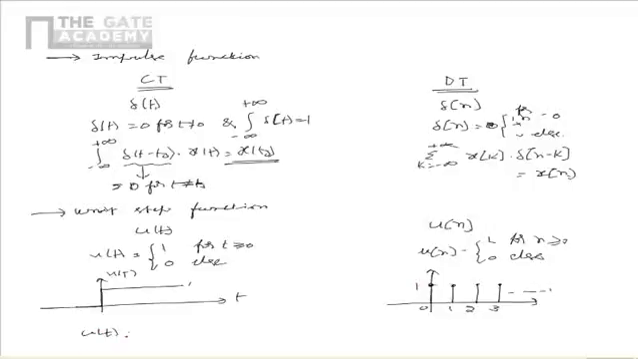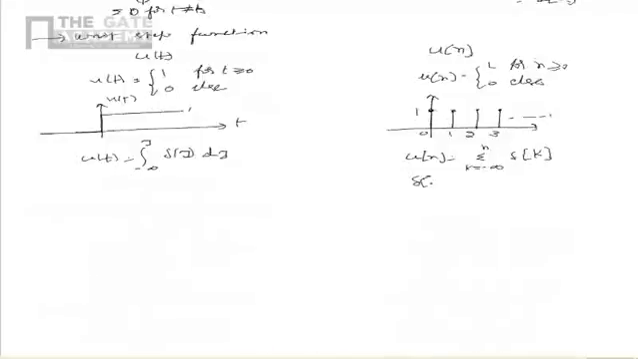Also, u of t can be written as integral minus infinity to t of delta of tau d tau. Similarly, u of n can be written equivalently by a summation which is sigma k equal to minus infinity to n delta of k. Also, please note that delta of n can be written as u of n minus u of n minus 1.